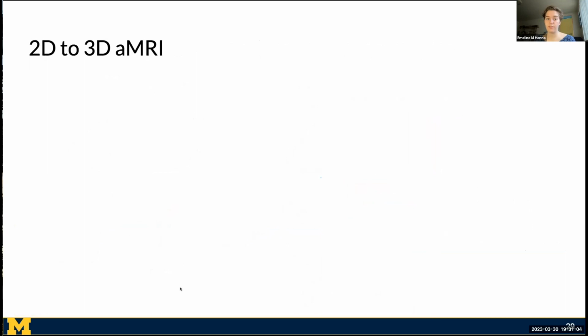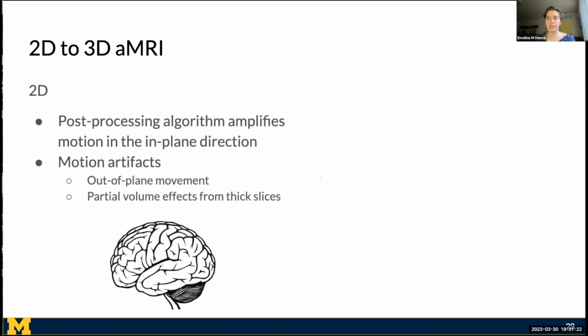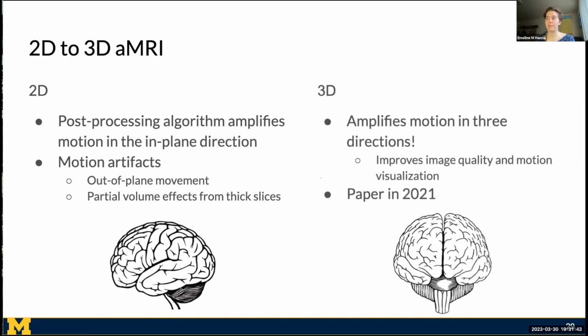Okay, so now we're going to transition from 2D to 3D amplified MRI, because 2D amplified MRI had a lot of promise, and they thought it had a lot of applications, but they wanted to improve it. The 2D amplified MRI had only amplified motion in the in-plane direction, which led to some motion artifacts. But in 2021, so very recently, they proposed 3D amplified MRI. This is a new algorithm that amplifies motion in 3 directions, and it improves the image quality and motion visualization because it's able to look in all these 3 directions.